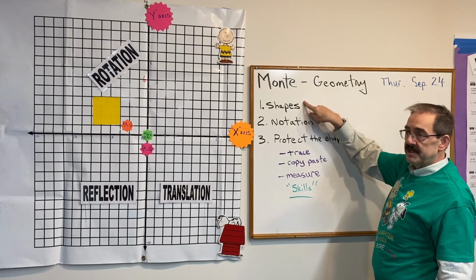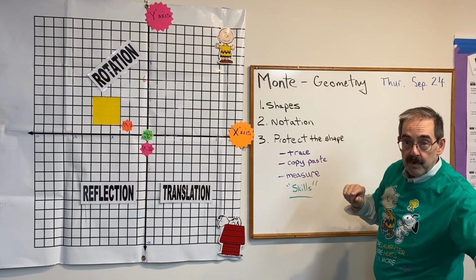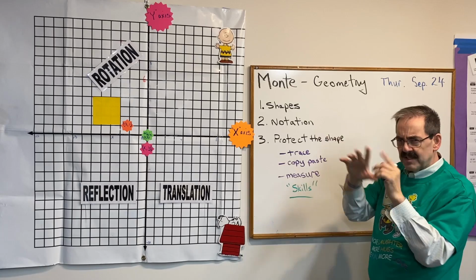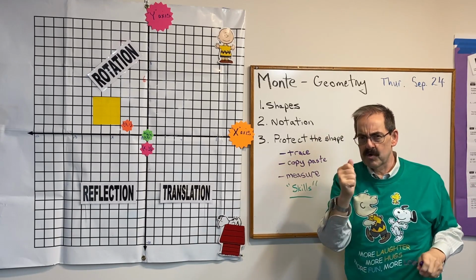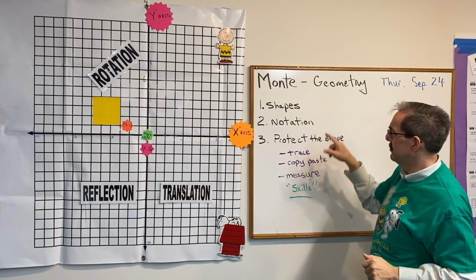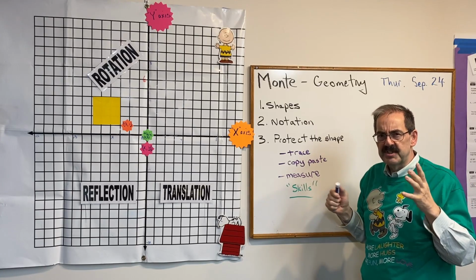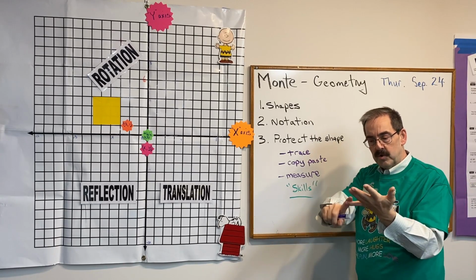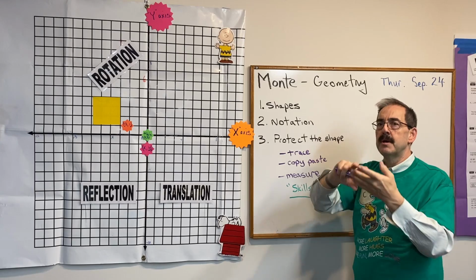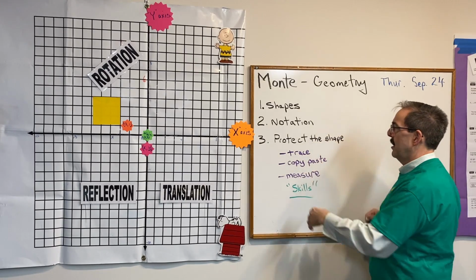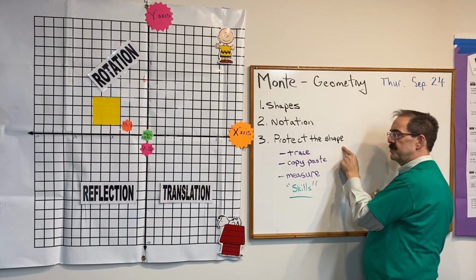So last week, shapes, right? We know what makes a square a square. We know that a triangle has lots of different shapes, and we're going to learn all about different types of triangles, okay? Notation, all these different symbols that we're learning about: congruent, 90 degrees, parallel. All right. Did we protect the shape?